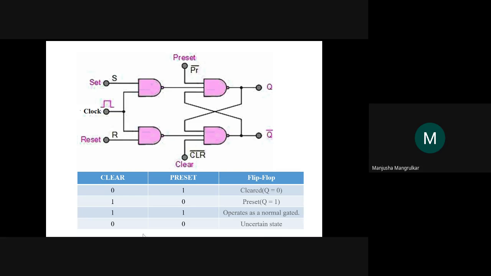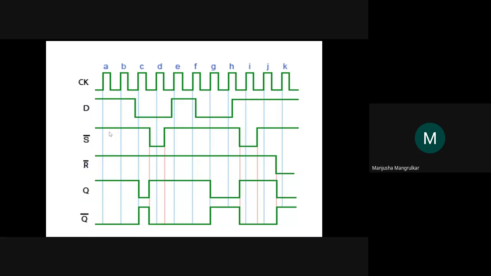So if it is an uncertainty state, right? Generally, if we want the output 0, we put 0 on the clear and 1 on the preset. And if you want 1 on the Q output for the very first condition, then after that it will change the output according to the input of your S and R, right? So this is the preset and clear condition. We'll see the output of this.